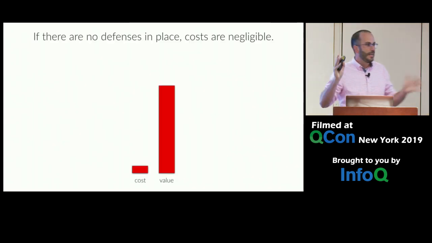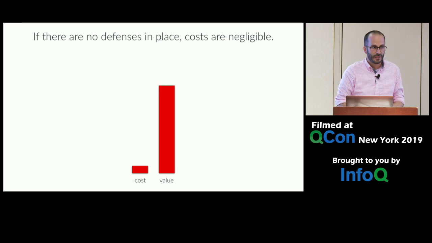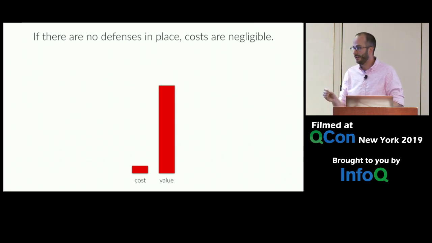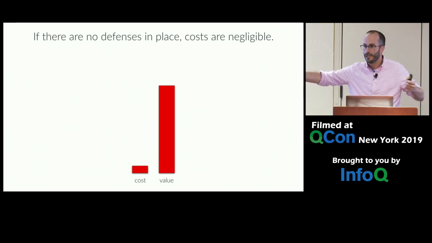So, if there are no defenses in place, costs are negligible. So now think about back to that carnival game example. If it costs $0 to play, you would just play it until you won everything. This is why this is important, because if it costs too little to attack you, then people will attack you just to see what they get out of it. And if they're getting anything out of it, they're going to continue attacking you until they get as much as they possibly can.